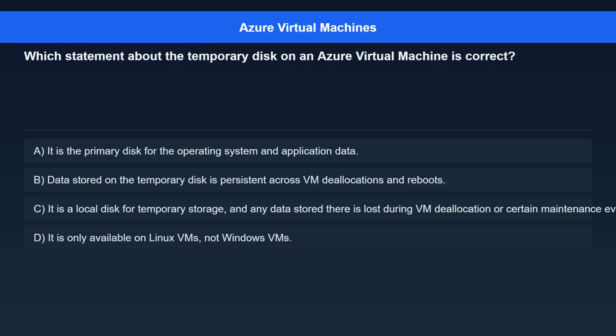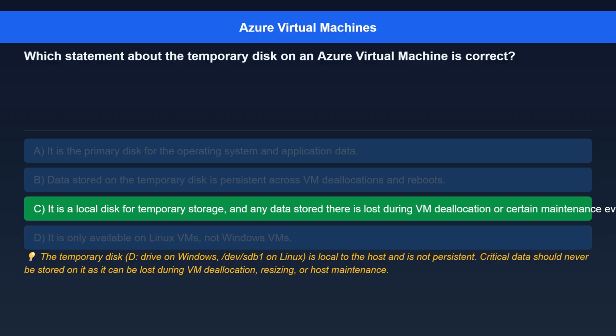Question 9. Which statement about the temporary disk on an Azure virtual machine is correct? Option A. It is the primary disk for the operating system and application data. Option B. Data stored on the temporary disk is persistent across VM deallocations and reboots. Option C. It is a local disk for temporary storage, and any data stored there is lost during VM deallocation or certain maintenance events. Option D. It is only available on Linux VMs, not Windows VMs.